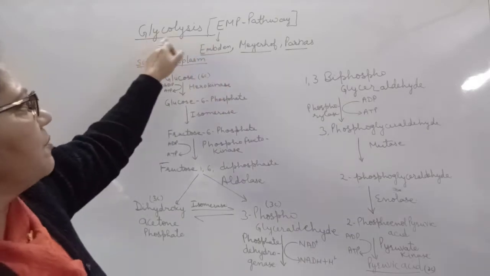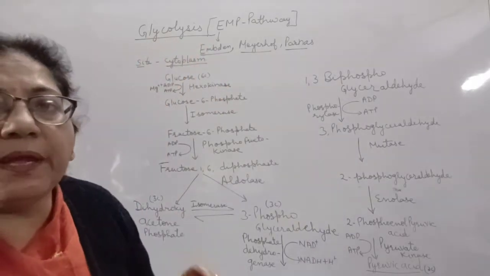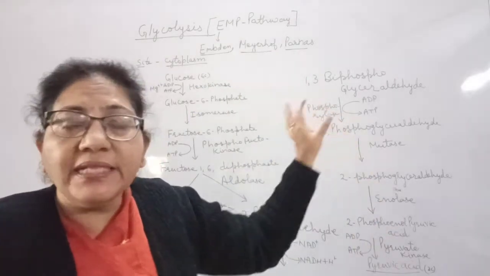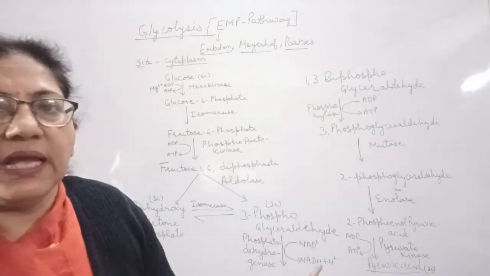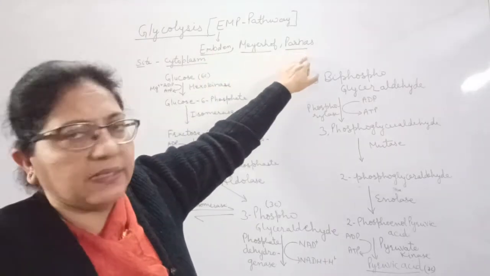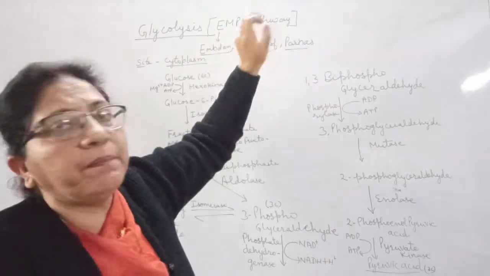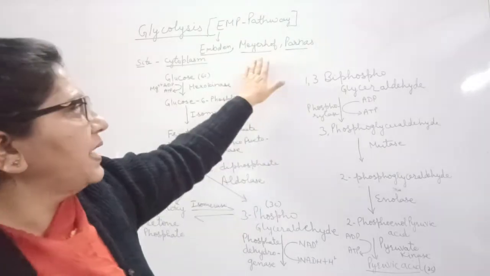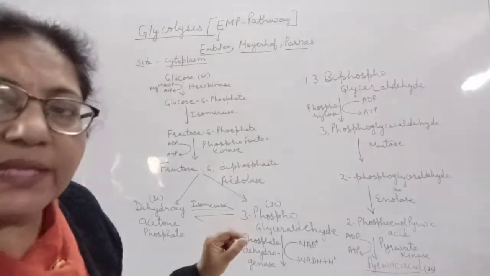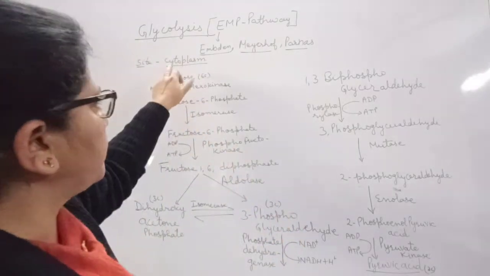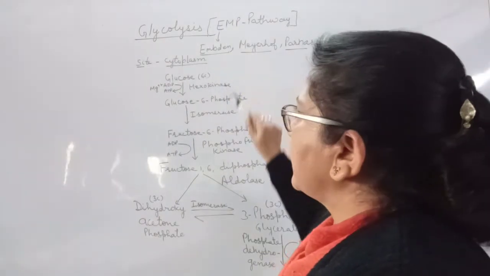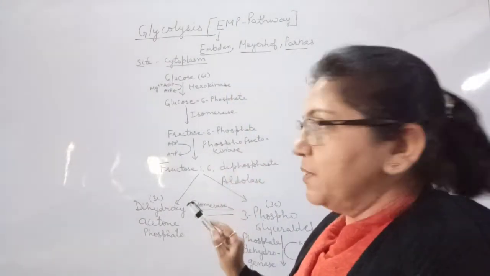Another name of glycolysis is the EMP pathway, because this systematic formation of the 10 steps of glycolysis was given by Embden, Meyerhof, Parnas. So that pathway is also known as the EMP pathway. Where does it take place? It takes place in the cytoplasm. So the site of glycolysis is the cytoplasm of the cell.